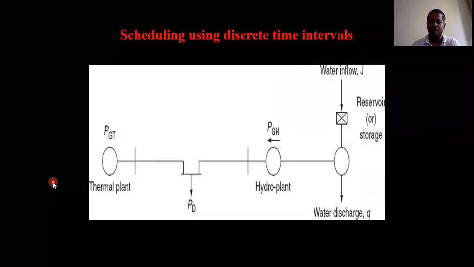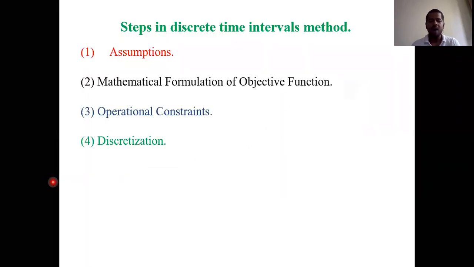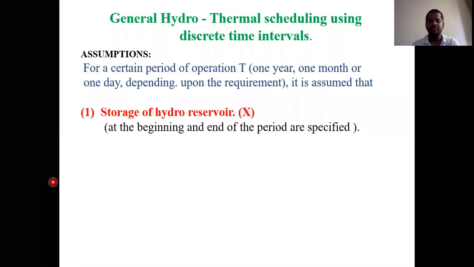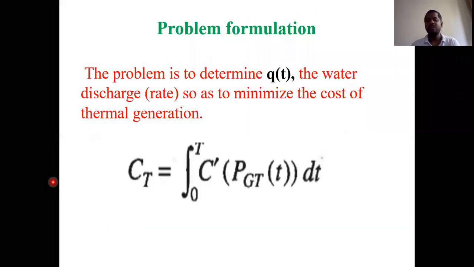So based upon this point, we can form our objective function. This is our objective function: we need to minimize the fuel cost of the thermal power plant.